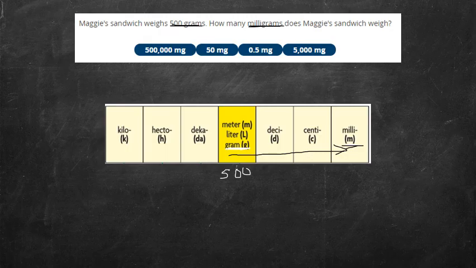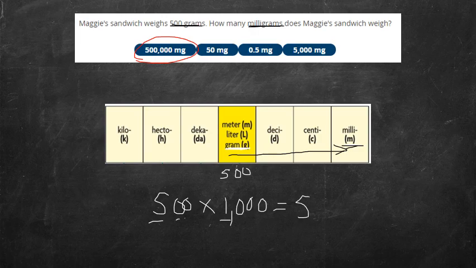So I can say 500 times 1,000. So 500 times 1,000 will give me 500,000. Let's work it out. 500 times 1,000 would be, if I use a shortcut, 5 times 1 is 5, and I have 1, 2, 3, 4, 5 zeros. And I would count my places, 3 places to the left, and I'll place a comma. So 500,000 would be my answer. 500,000 milligrams.